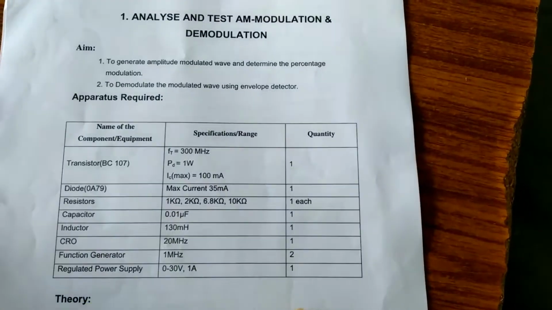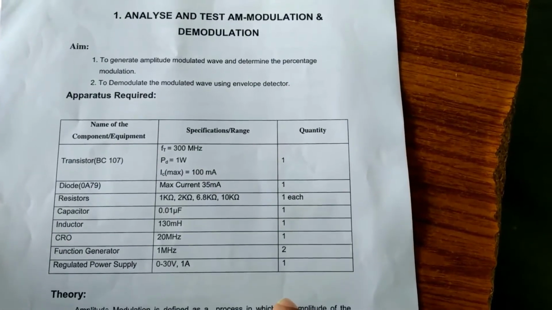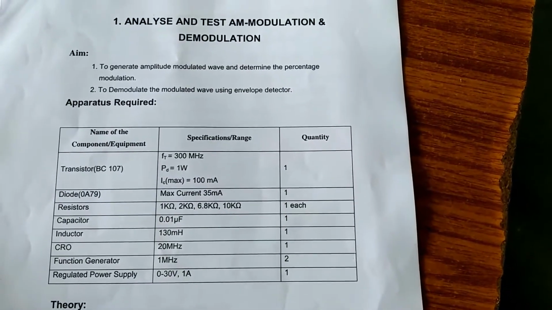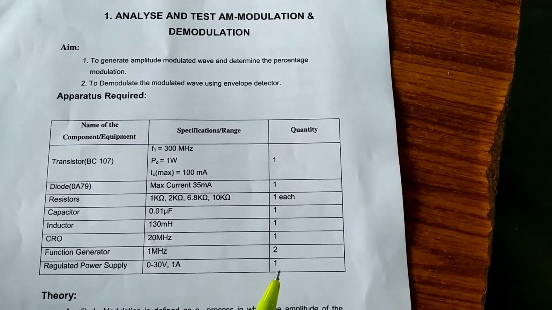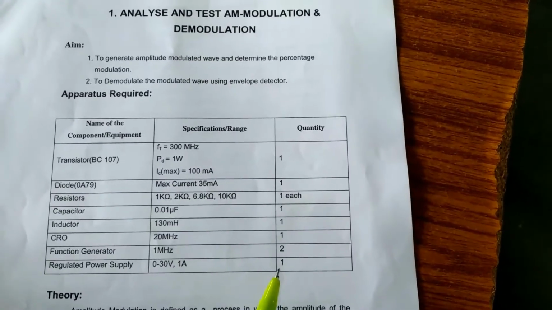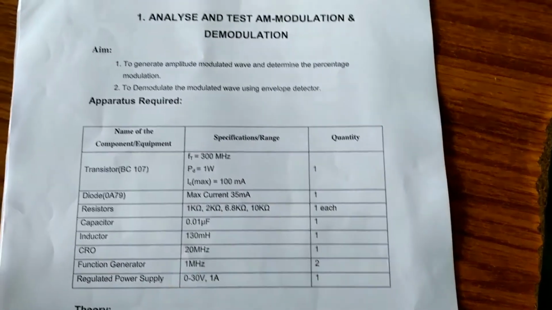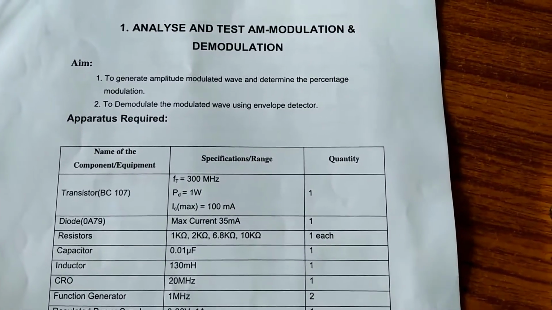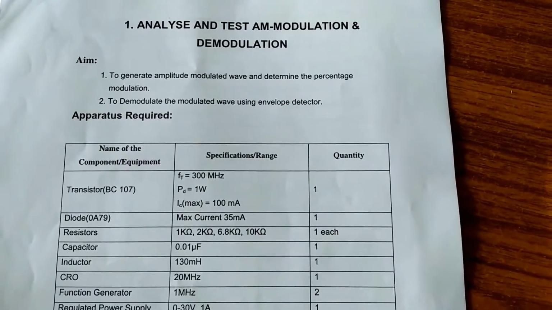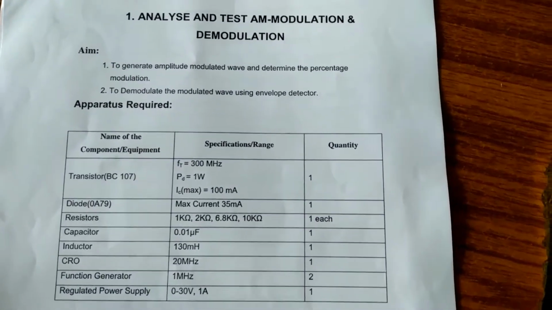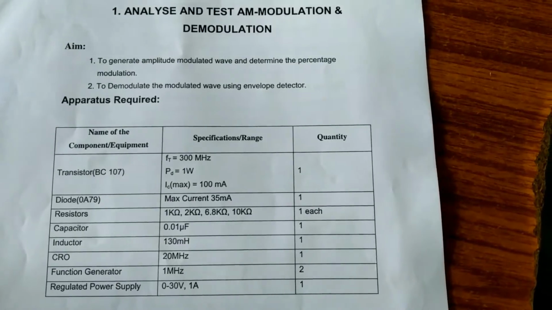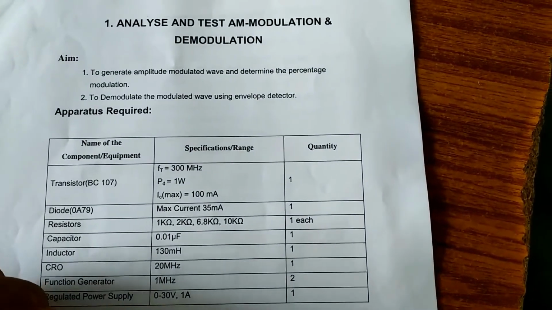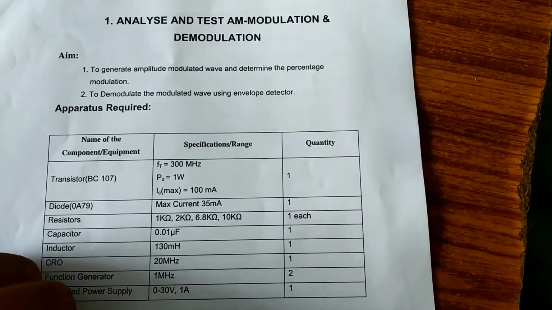Okay, and here the very first experiment in the ADC lab first cycle is analyze and test AM modulation as well as the demodulation. In the name itself, the experiment, and here we have to understand the basics of the modulation. So the main aim of this experiment is the generation of the amplitude modulated wave. And in that, the important aspect is there are so many parameters, but here in this experiment, we are determining what is the percentage of modulation.